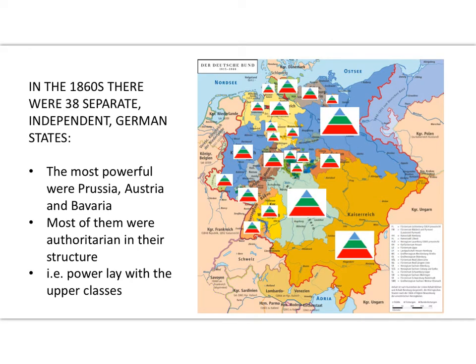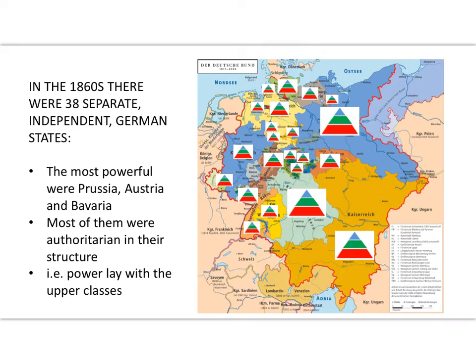So what I've just done there is I've represented that in a different way. Effectively, that social pyramid in which power lay at the top with the upper classes is replicated 38 times. You've got 38 small separate countries, all German, and in each of them power lay with the upper classes.